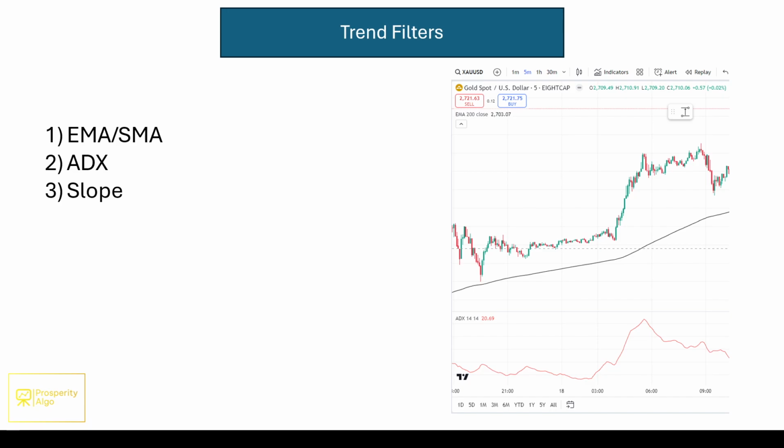And as a good rule of thumb, I typically like to take trades with the trend. There are exceptions to this, but that is usually something you can do which will immediately improve your edge.